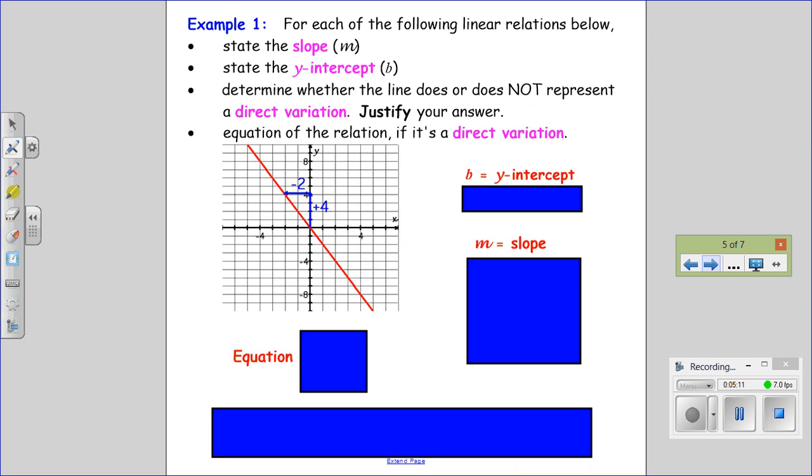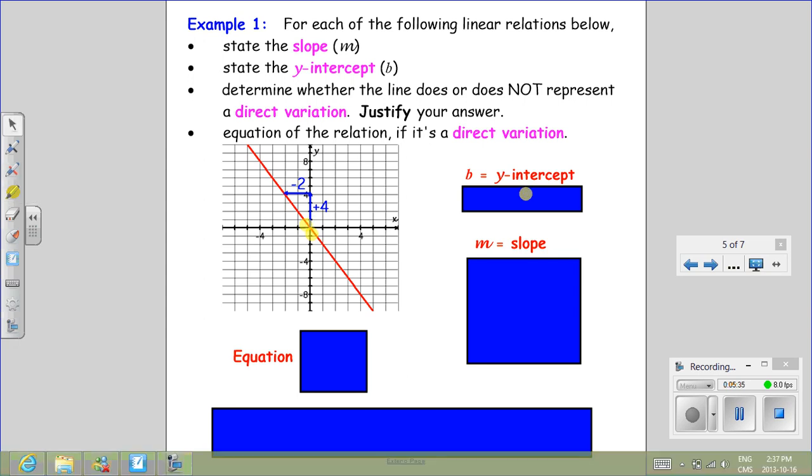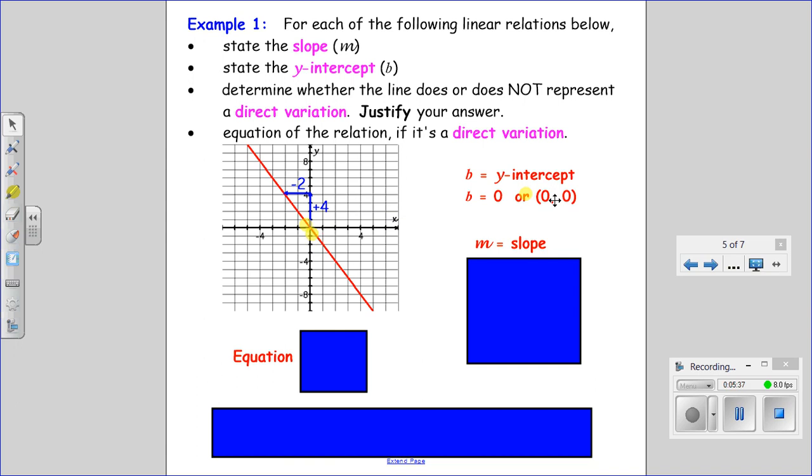Example, for each of the following linear relations state the slope, the y-intercept, determine whether it does or does not represent a direct variation, justify that answer, and then determine the equation of the relation if it's a direct variation. If I look at the line, right off the bat, I see my y-intercept right there is 0. So I could say b equals 0 because b represents the y-intercept, or I can write it as an ordered pair 0, 0. M is the slope.